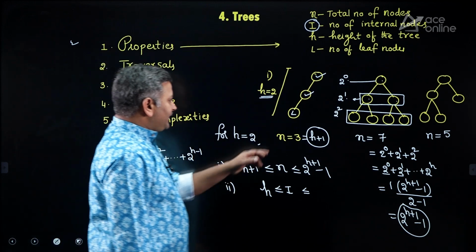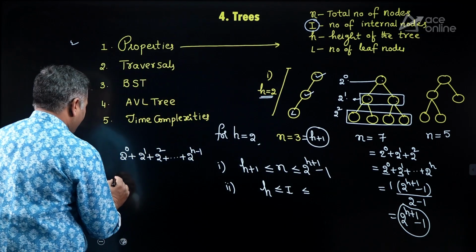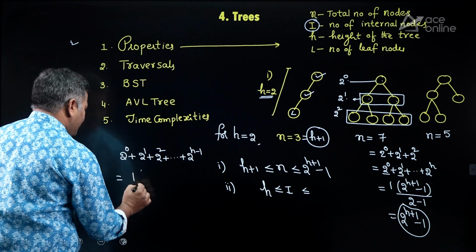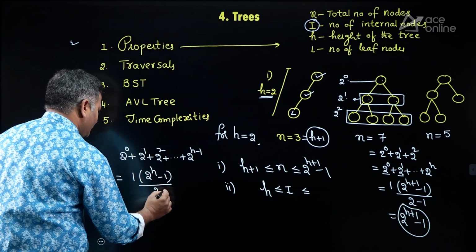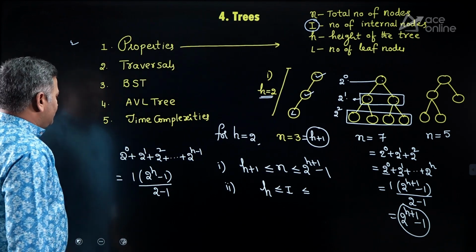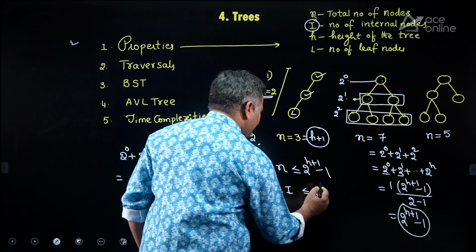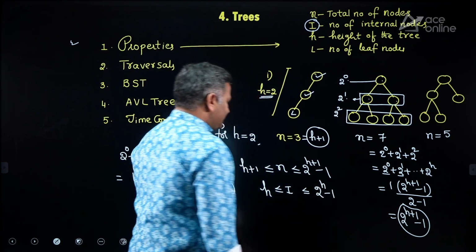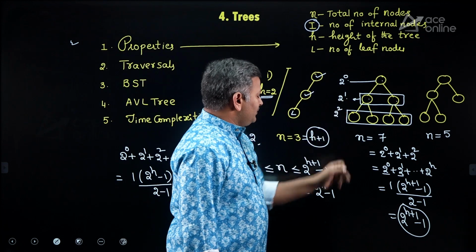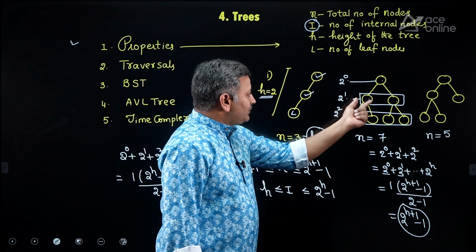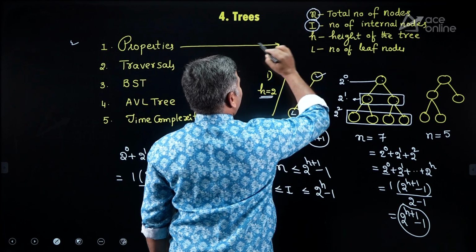Clear, friends? Because if I consider the last level, it is indicating the total number of nodes. Therefore, 2 power h minus 1. Again, by summing up these values, a into r power h minus 1 by r minus 1. Okay. So, therefore, in this case, the total number of nodes is 2 power h minus 1. This indicates the total number of internal nodes. For h is equal to 2, you can substitute here: 2 power 2 minus 1, that equals 3 nodes possible. Next one, total number of nodes is completed, internal nodes completed.